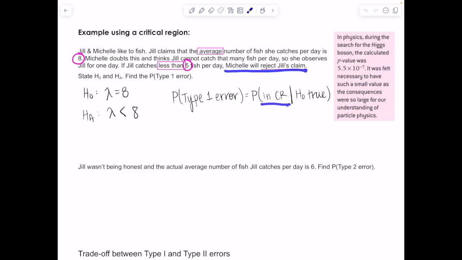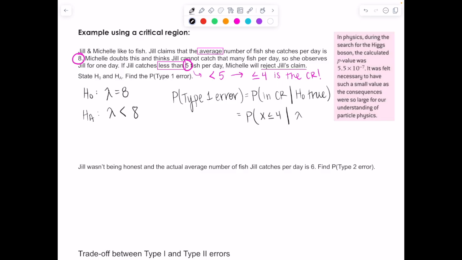And it says that Michelle rejects Jill's claim if she catches less than 5 fish a day. So this less than 5 fish, because we're a Poisson distribution, which is discrete, means that we're less than or equal to 4 fish. That is the critical region, because that is where we are rejecting. So what we want to do is find the probability that we're in the critical region, so less than or equal to 4, given that our lambda is actually equal to 8.